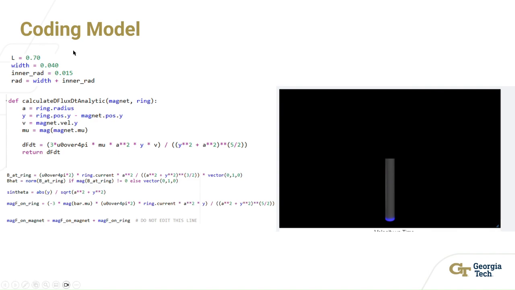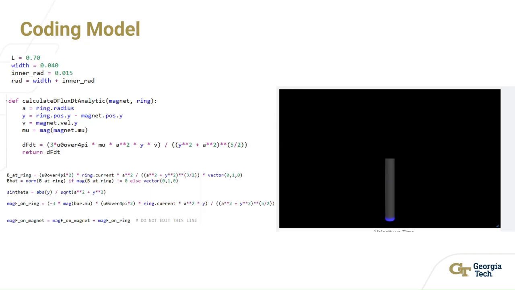Here we can see that we adjusted the parameters of the length of the tube and the width of the tube. We also had to adjust the dipole moment for the bar magnet in order to get the simulation to match as closely as possible to the actual experiment.